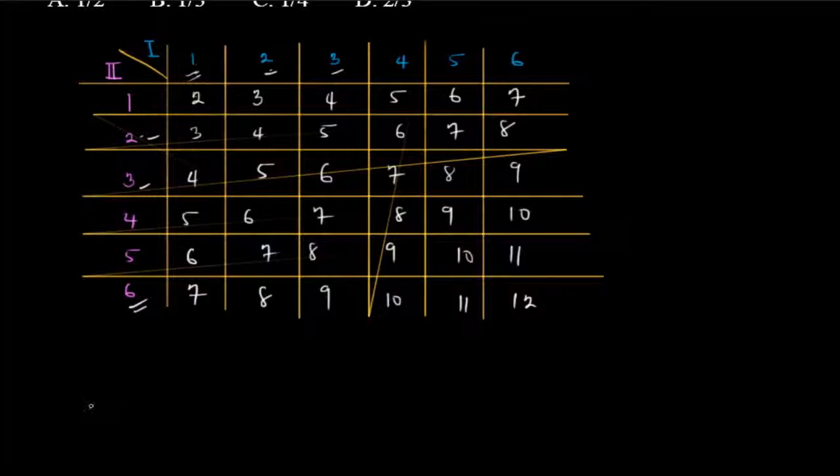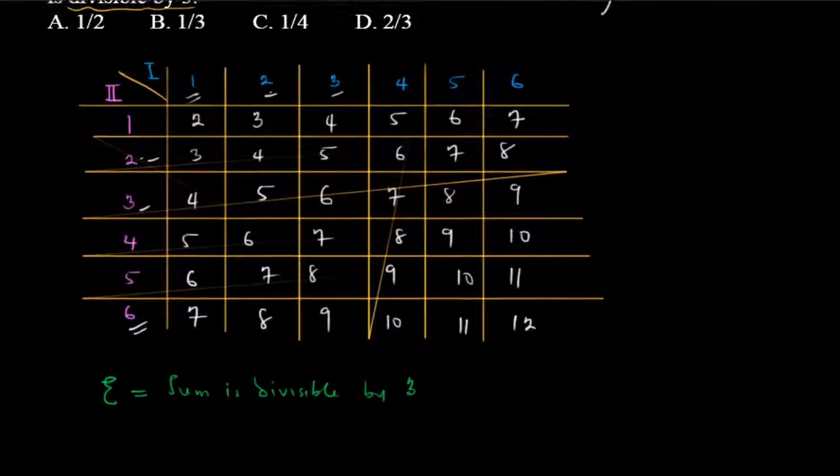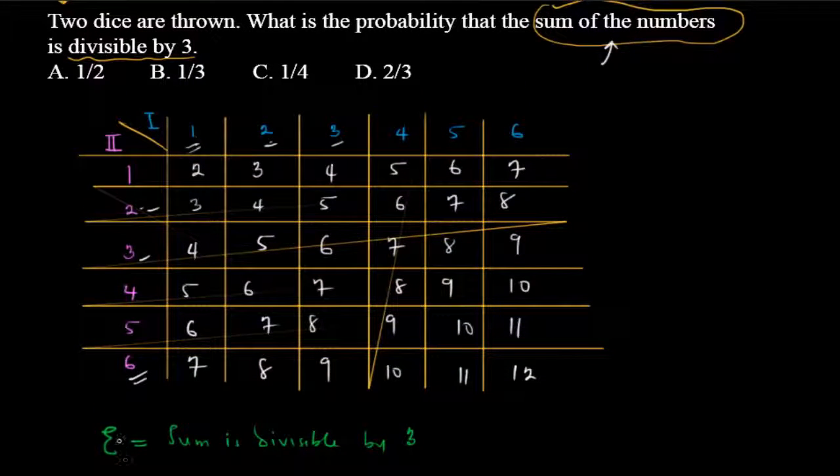Let E be the event that the sum is divisible by 3. So when it says the sum is divisible by 3, of all the entries we have in the boxes, we are going to look for the ones that are divisible by 3. Let's start with the first row. This is divisible by 3. This is divisible by 3. So all multiples of 3 are the things we are looking for.